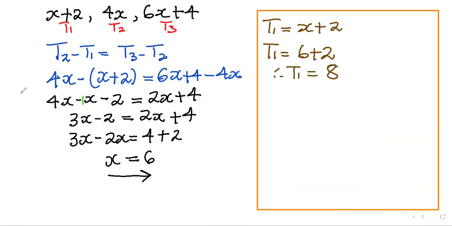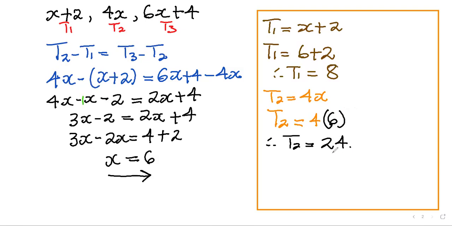And then here, we can also see that our T2 is represented as 4x. So I'm going to say T2 is equal to 4x. T2, which represents the second term, is equal to 4 times, and you can see that the value of x is 6. So you're going to say 6. Therefore, the second term, T2, is equal to 4 times 6. That should give you 24.